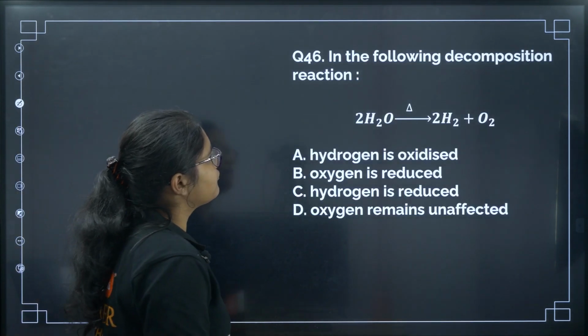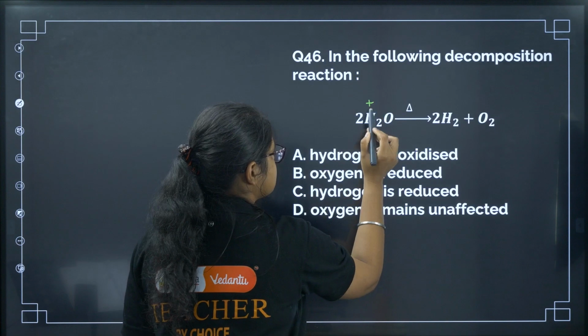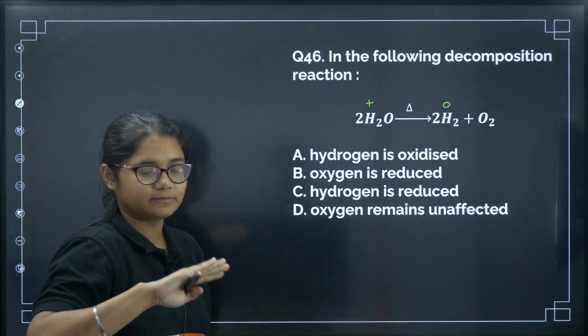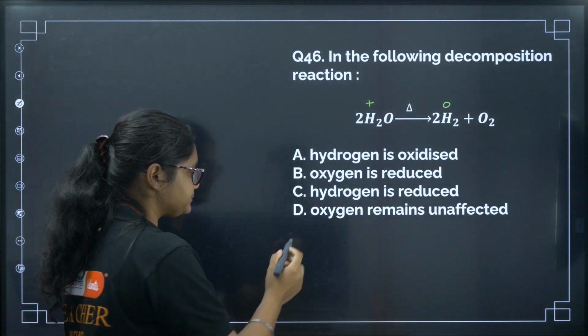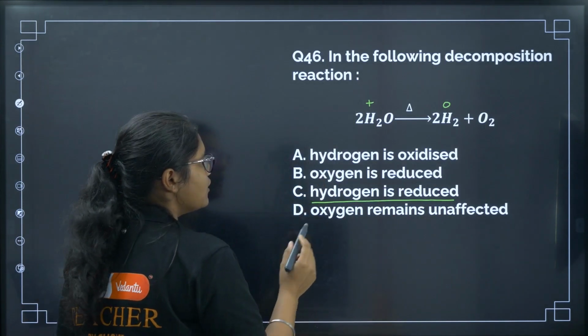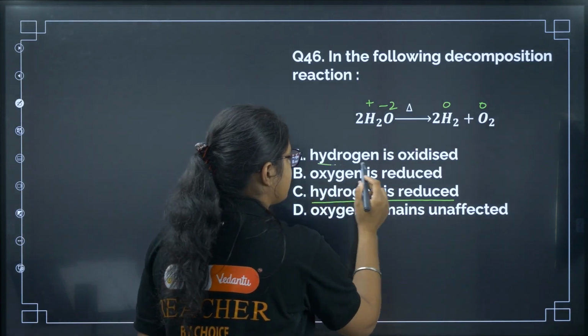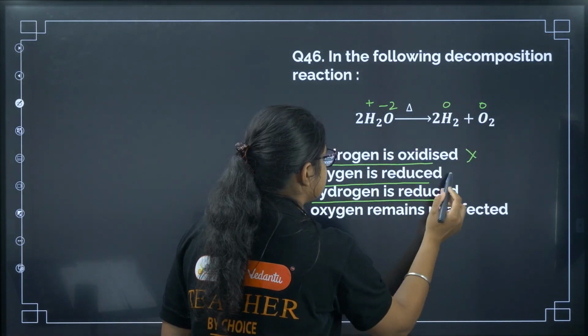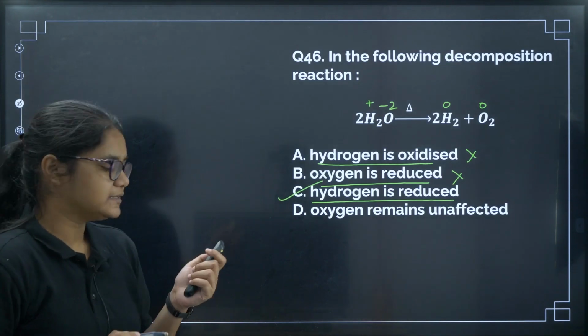Now next one, in the following decomposition reaction, what is happening? If you see here, H+ is getting converted to H with oxidation state 0, so it is undergoing reduction. Hydrogen is reduced. Oxygen goes from -1 to 0, so oxygen is oxidized. So "hydrogen is oxidized" is wrong, and "oxygen is reduced" is wrong. So the correct answer for this question will be option number C.